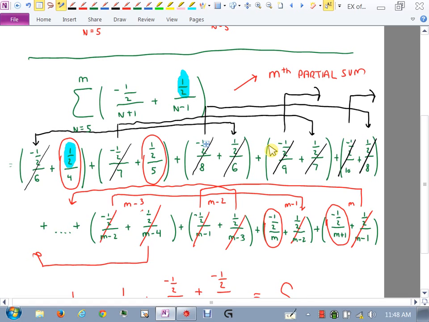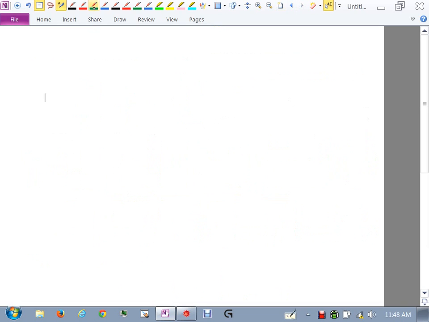Let me see if there's one in here that I like. Yeah, let's look at this one. How about the sum from n equals 1 to infinity of natural log of n plus 1 over n plus 3.